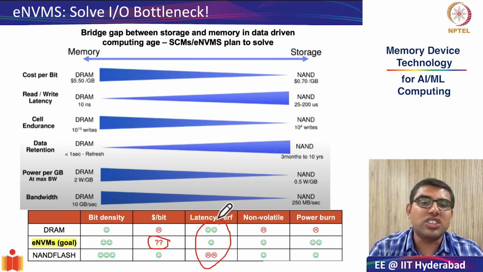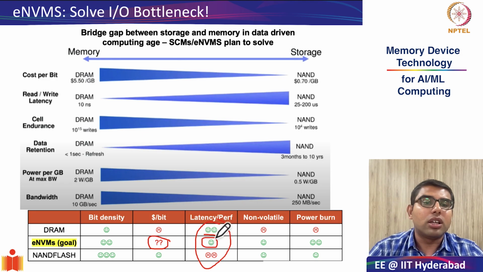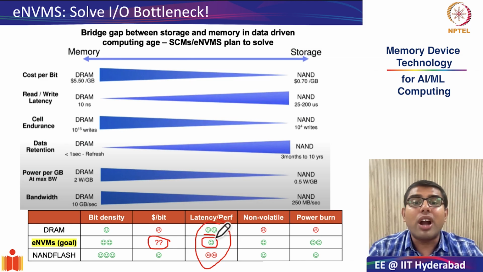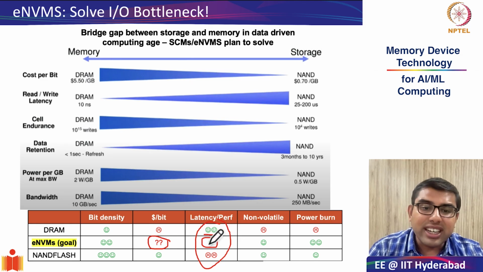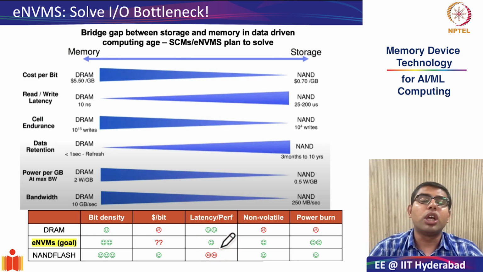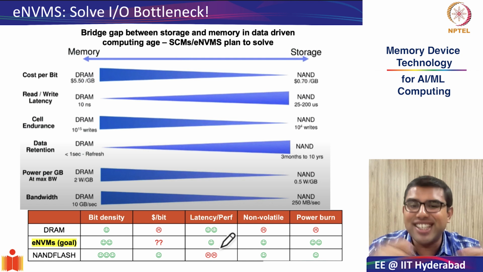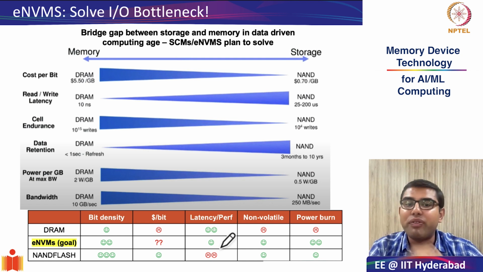The other thing that we want to achieve through eNVMs is the most important divide, which was in bandwidth or latency, or in performance. We saw that DRAM latencies are in the order of 10 to 100 nanoseconds. The goal of eNVMs is also to achieve the same, 10 to 100 nanoseconds, whereas in NAND flash, we know it is in the order of microseconds. So the introduction of eNVMs will significantly improve the bandwidth mismatch between DRAM and NAND flash.